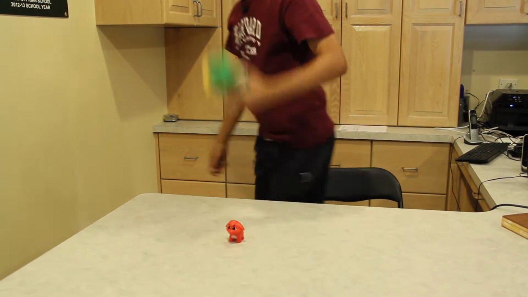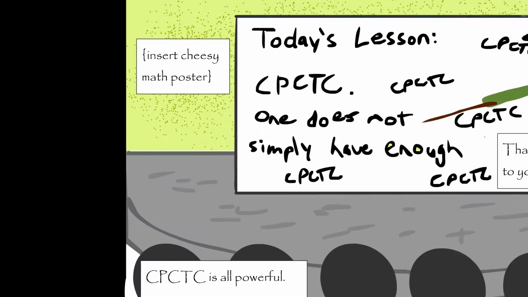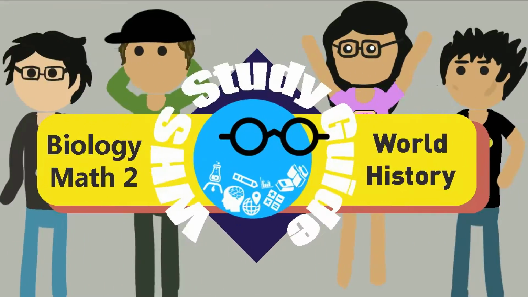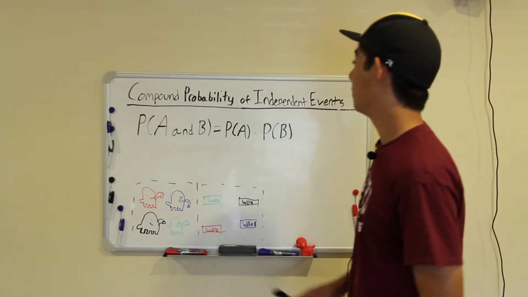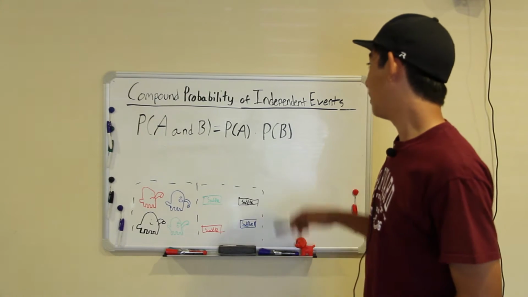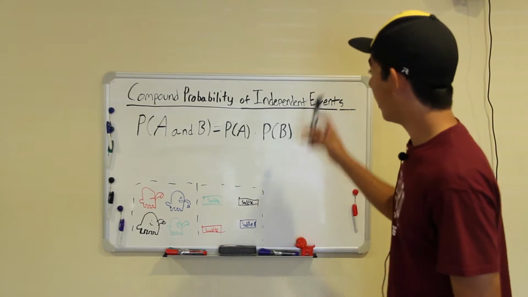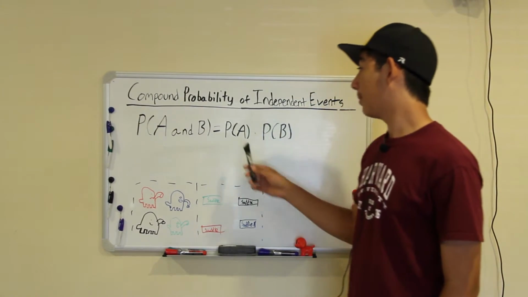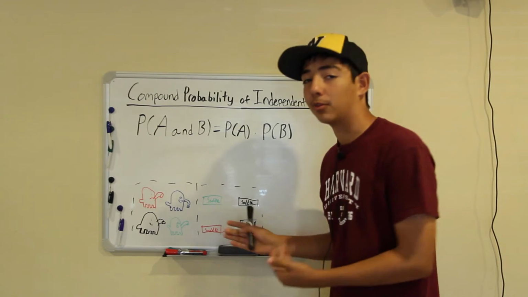Anyways, let's continue our lesson with probability. Alright, to start, let's begin with compound probability of independent events, or probability of A and B. When dealing with independent events, take note of independent, because it's different for dependent events. We'll go over that later. But for independent events, probability of A and B is equal to the probability of A times the probability of B. So for example, we're going to use this drawing down here.